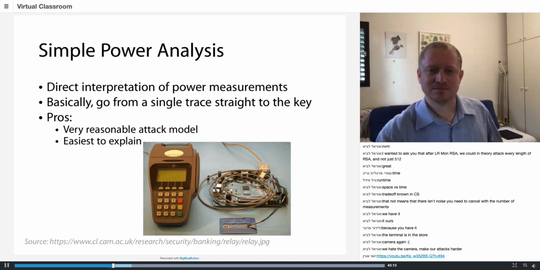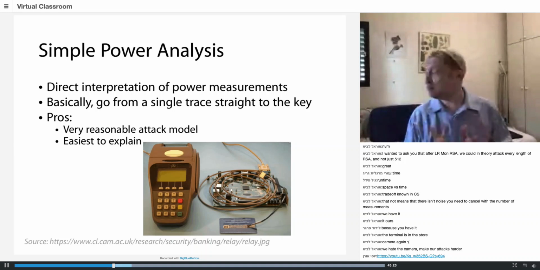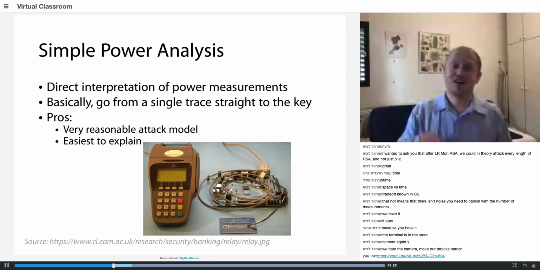So again, I have to note that they're not doing a power analysis attack, but the test setup, if you want to do a power analysis attack on the payment terminal, would be very similar.